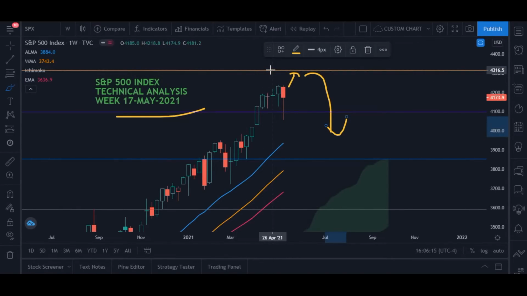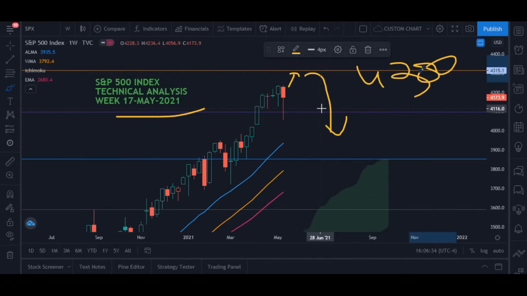Its ultimate, critical resistance lies at 4314.5 or 4315, or in simple terms, 4300 is the critical resistance for the S&P 500 index. And we have intermediate support here, which is around 4100. Then there is another support here, which is at 3850.